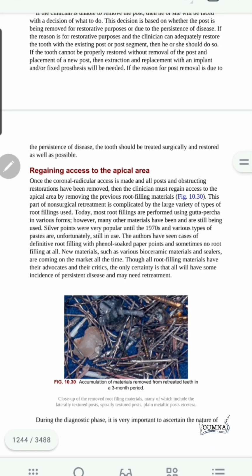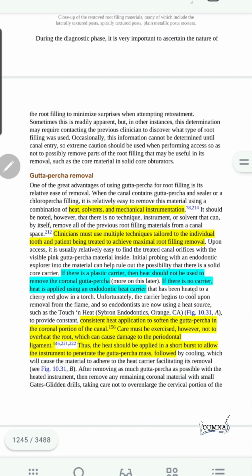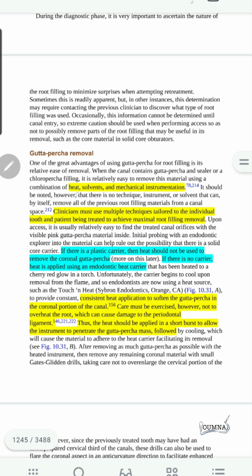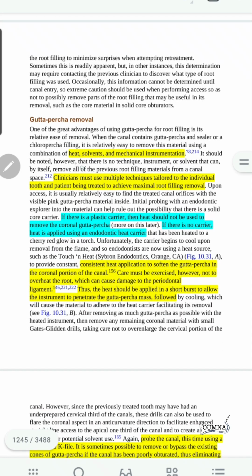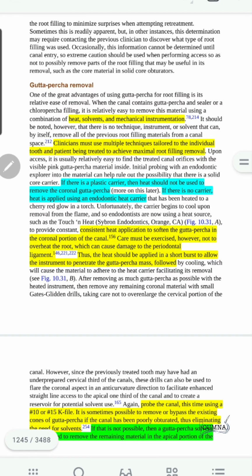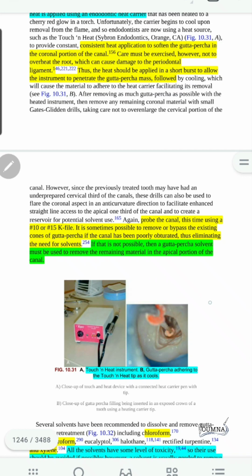Now, after removing the post, whether it is metallic or fiber, we have to gain access to the apical part by removing the GP. We can remove it by heat or solvents and mechanical instrumentation, and we can combine these methods together. But if the GP has a plastic carrier, we should not use heat to remove the coronal GP. We use heat to soften the GP. The heat should be applied in short bursts to allow the instrument to penetrate the GP mass.